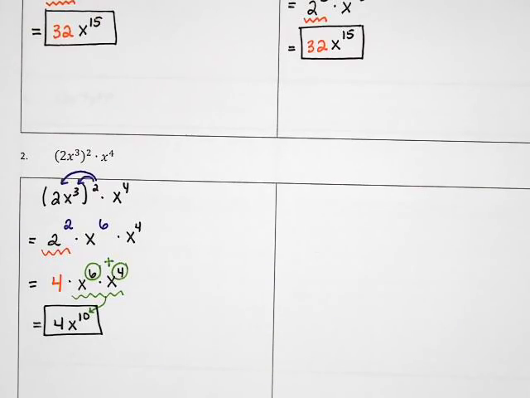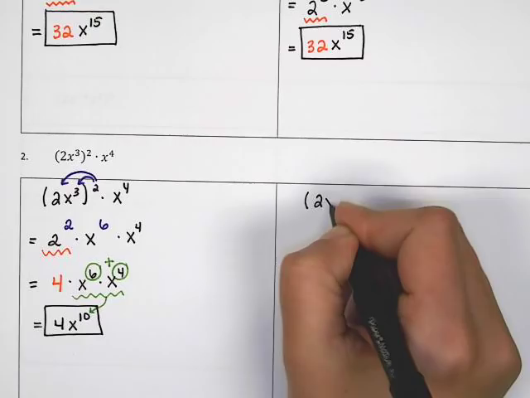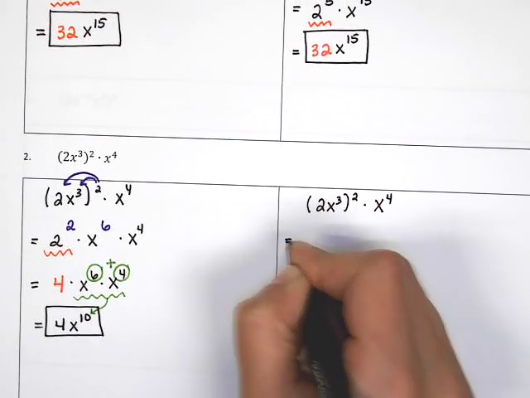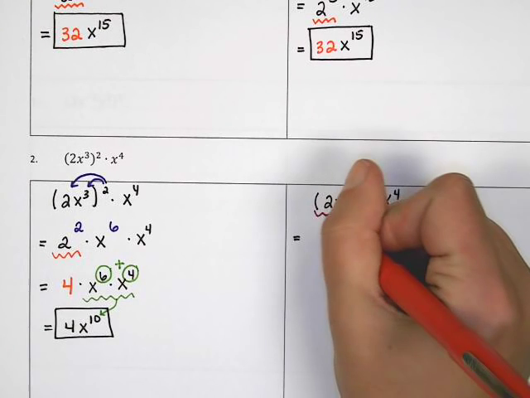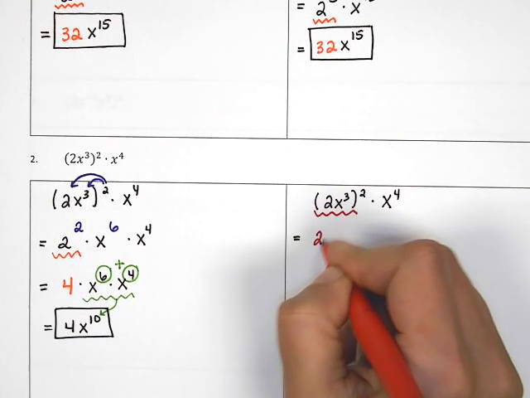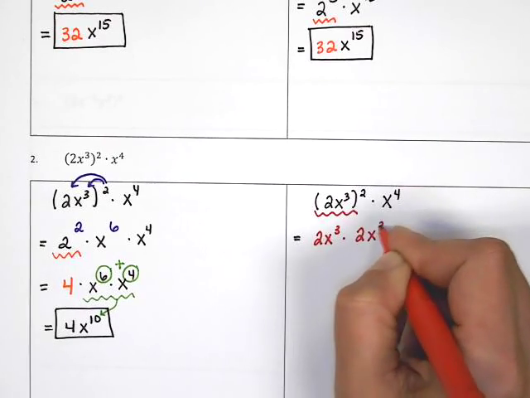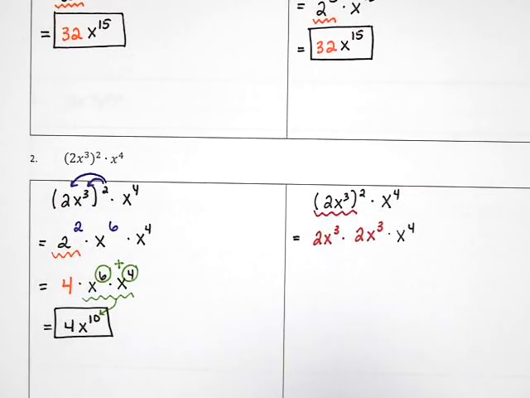Now let's say I saw this a little bit differently. Maybe I write down this problem and I panic and I can't remember a lot of the rules that I've learned. Another option that you have, instead of just doing the same rules in a different order, is write the whole thing out. So we know that 2x to the third power squared really means 2x to the third power times 2x to the third power, and then I would just copy down the x to the fourth.